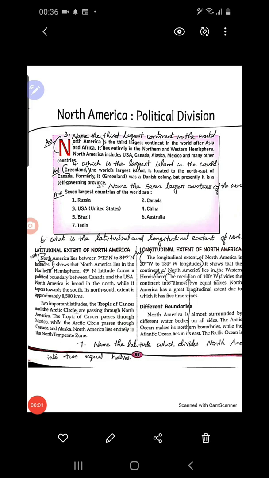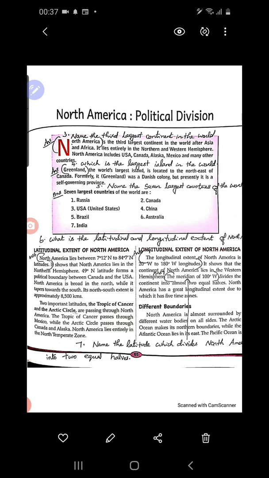See children, the lesson begins with this page. Okay, North America political division. So the first question is written here. The first and second questions we already discussed in the first video. Now see the third question: name the third largest continent. We discussed that it is North America.